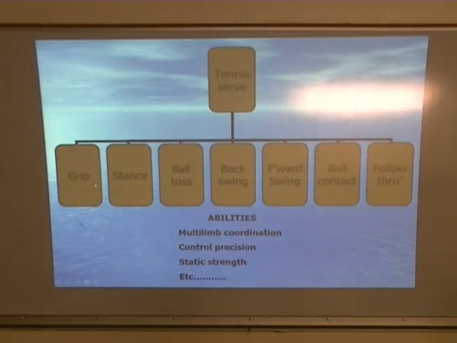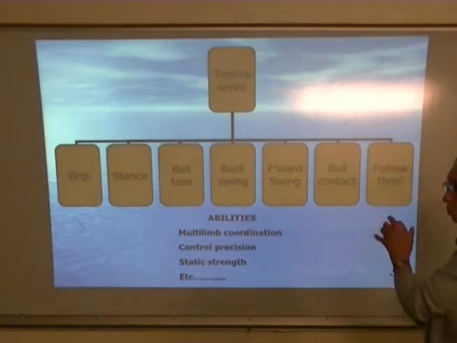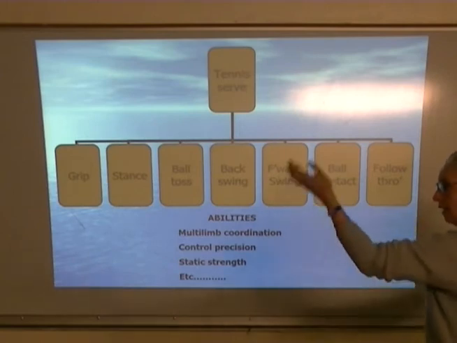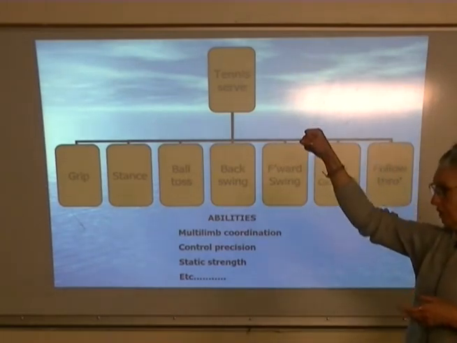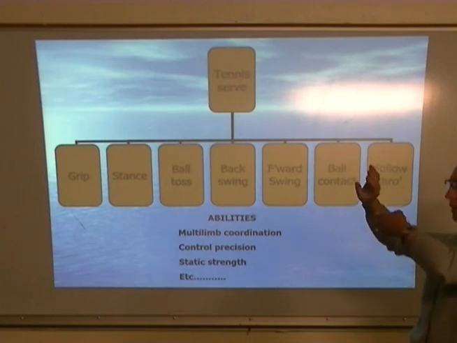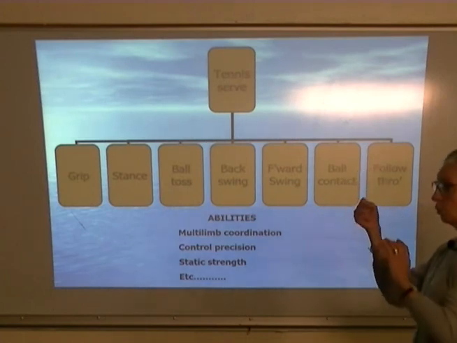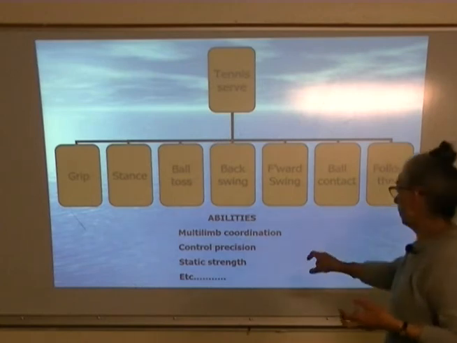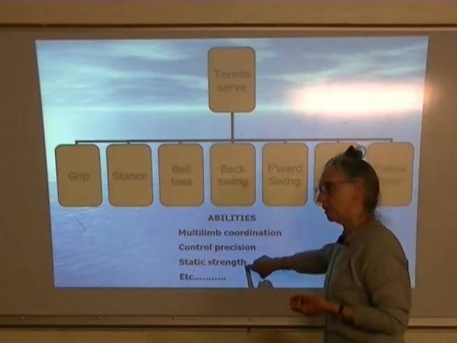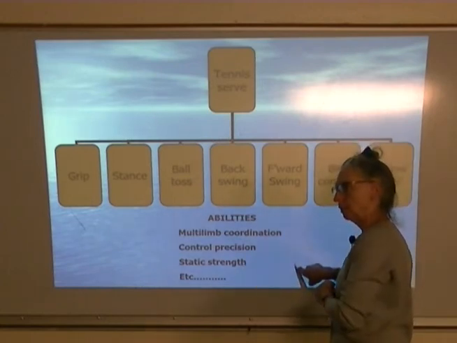And then, once I've got this idea, then I can say, okay, well, which abilities are involved here, right? So, to be good at a tennis serve, I have to be able to grip the racket very tightly so that as I make contact with the ball, the racket doesn't move in my hand, right? So grip strength is important. That's static strength. Static strength is an ability, right?